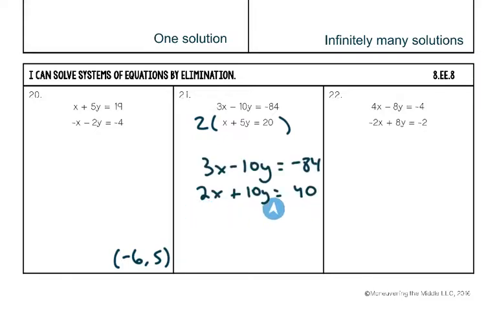So this equation right here is this one multiplied by 2, and I just brought down the first one so I could line them up neatly. So I'm going to add them. 3x plus 2x gives me 5x. The y's cancel, and that equals the sum of negative 84 and 40, negative 44. So that means that x equals negative 44 divided by 5, which is negative 8.8.